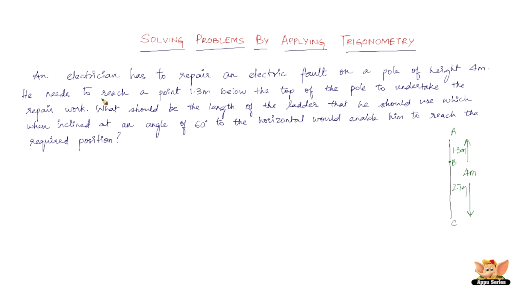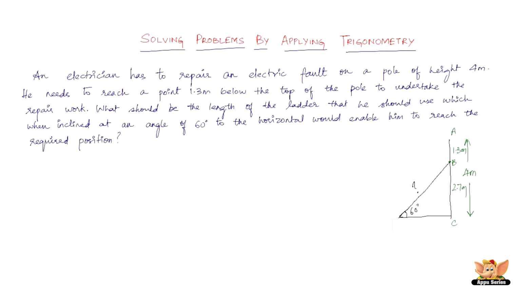So that's that. Now he needs to reach a point 1.3 meters below the top of the pole to undertake the repair work. What should be the length of the ladder that he should use, which when inclined at an angle of 60 degrees to the horizontal would enable him to reach the required position? Alright, so we've got a ladder somewhere, from here such that it should reach B. And more importantly, it is inclined at an angle of 60 degrees to the ground, right? So what should be the length of the ladder? This is what we have to find, right?